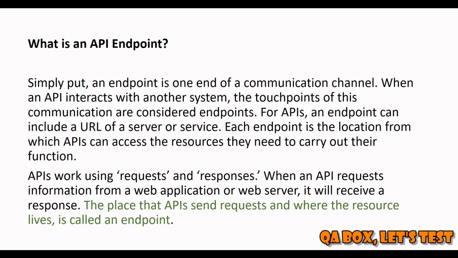APIs work using a request and response chain, right? Just like the HTTP protocol. So when an API requests information from a web application or web server, it will receive a response. All right. The place where the API sends a request and where the resource lives is called an endpoint. Simple, right? So it's just like your URL.